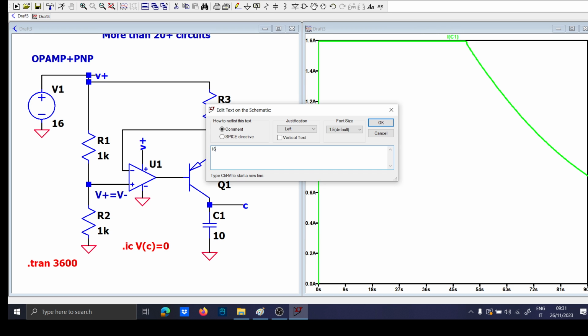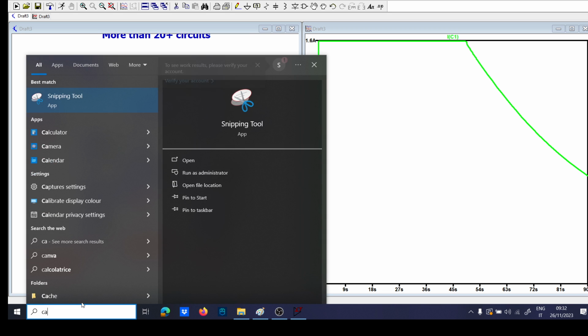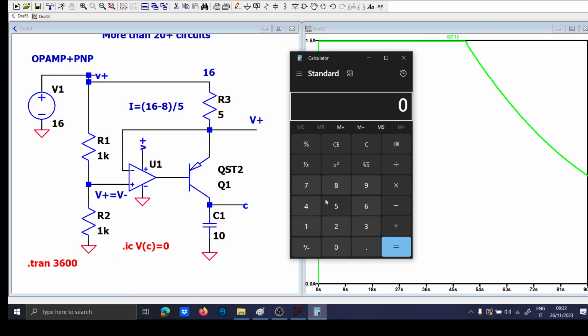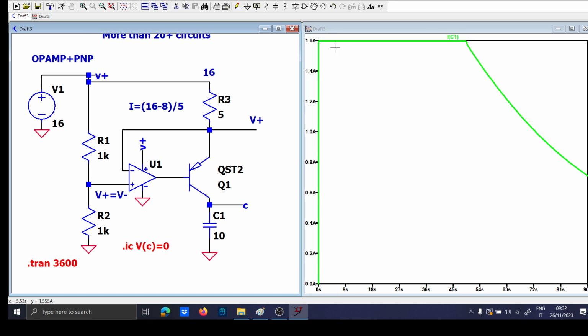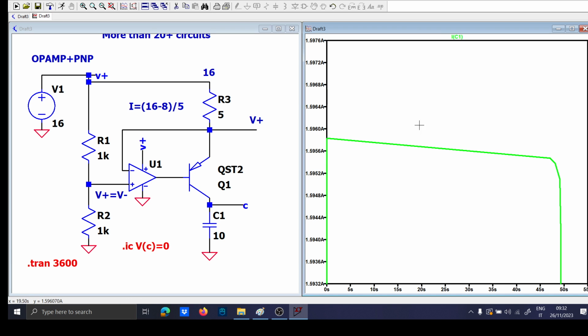Now you have 16 volts here. So the current flowing into this resistor will be I equal to 16 minus 8 over 5. And the result is 16 minus 8, it is 8. 8 over 5 is, let me use the calculator, 8 over 5 should be 1.6. And in fact, you have the limitation to 1.6 amps through this device here.